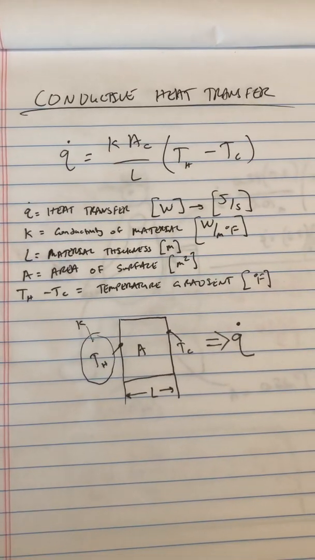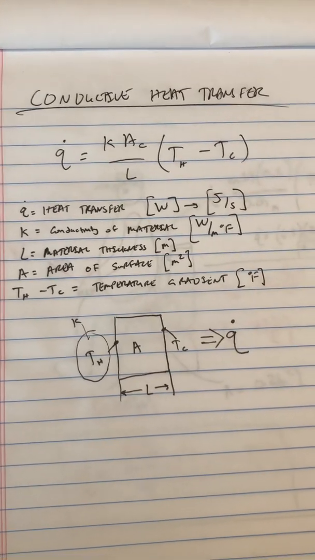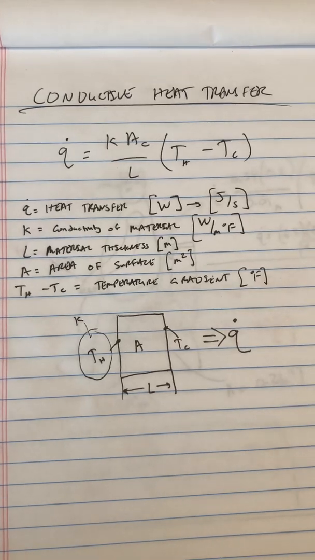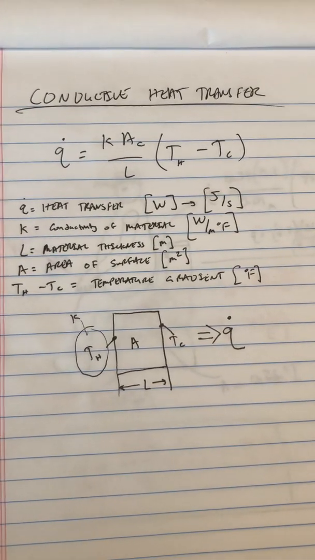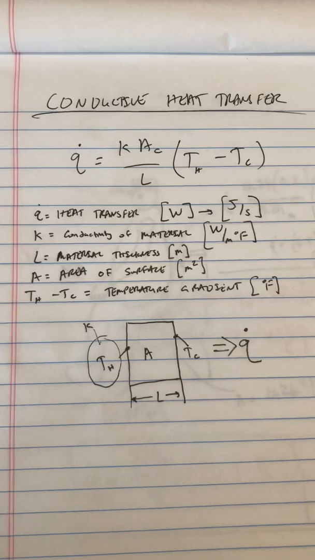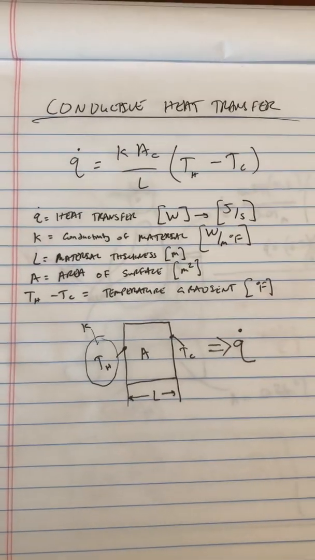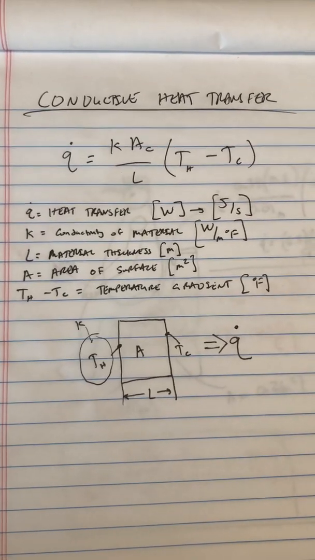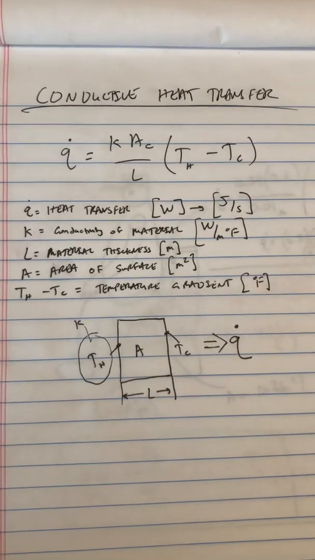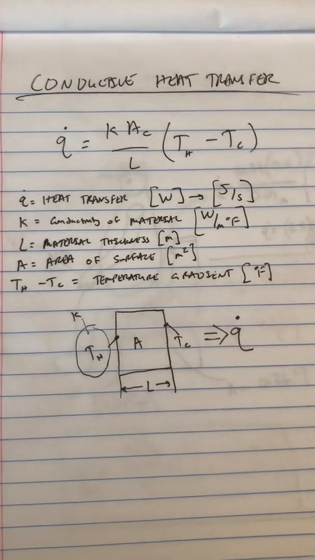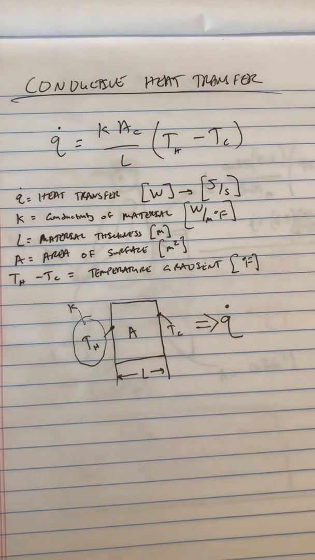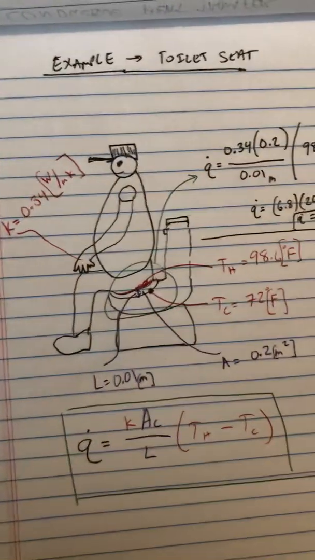So you've got your Q dot, which is your heat transfer rate in watts, also known as joules per second. Your K factor, which is a constant for the material, which is pre-calculated, and you can look that up on Google or in your textbook. L would be the material thickness which you're transferring heat through. And A would be the surface area of the material. And TH and TC are going to be your temperature difference between the material that's hot and the material that's receiving the heat.